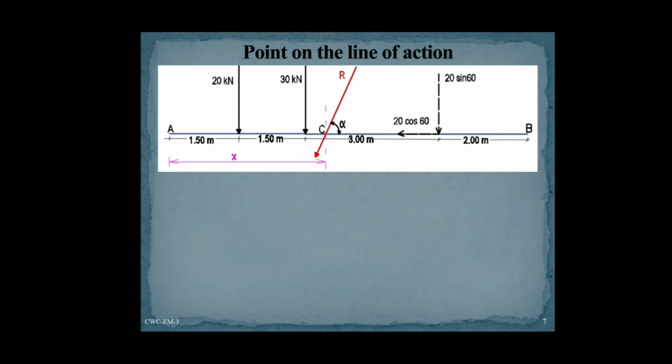Now we have to find the point on the line of action, that is the point where the beam element cuts the line of action of the force. Here it is marked as X from the point A.